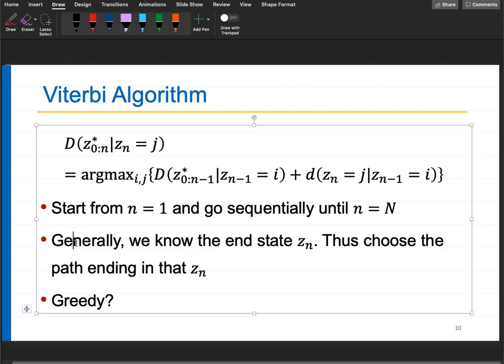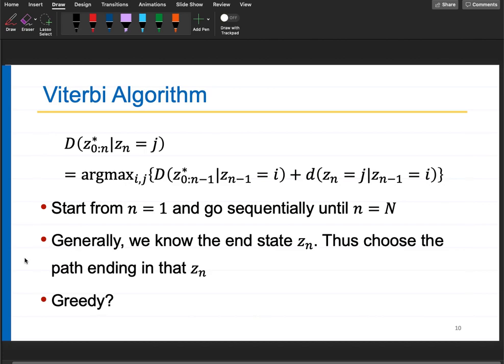Okay, but if you are not given the final state, if you do not know the final state, what will you do? Yeah, just take the maximum. Simple. Okay. Is this approach greedy, or is this globally optimal? Is this optimal, globally optimal, or is this also somewhat greedy?